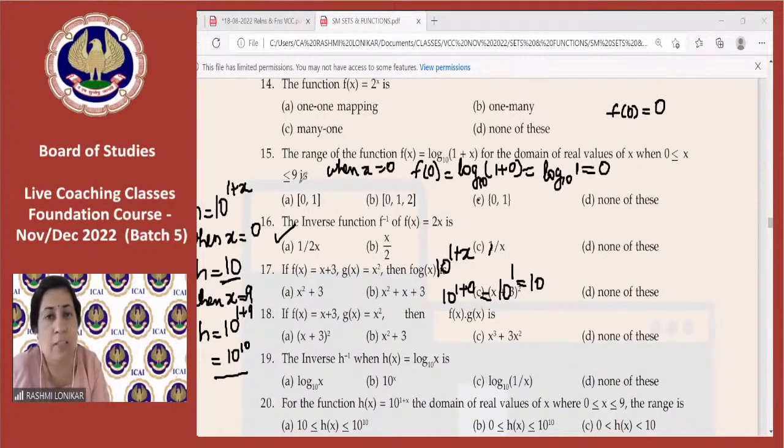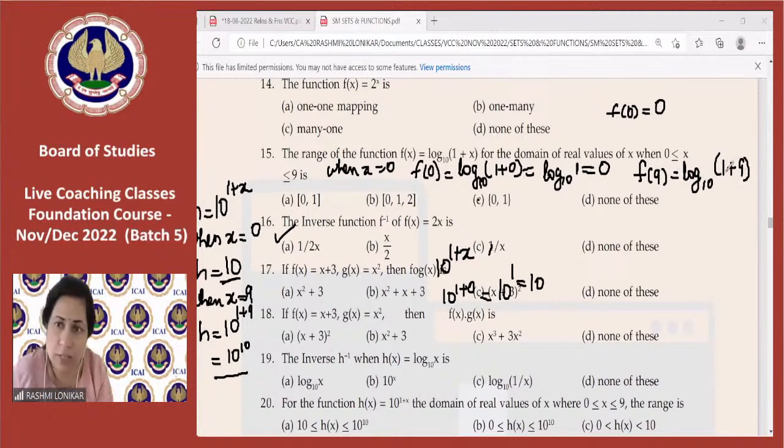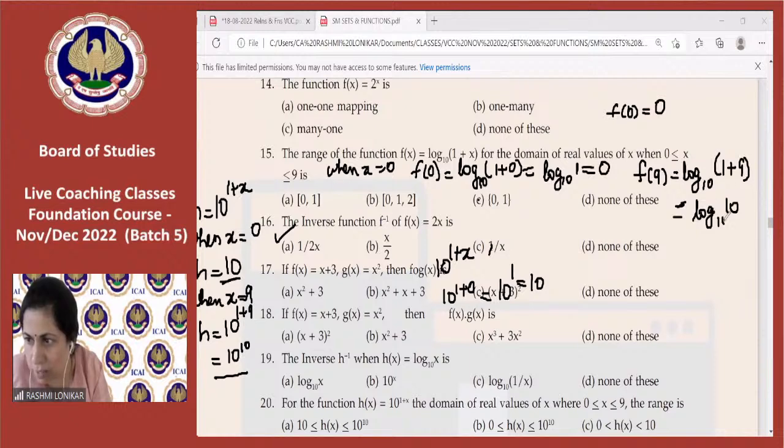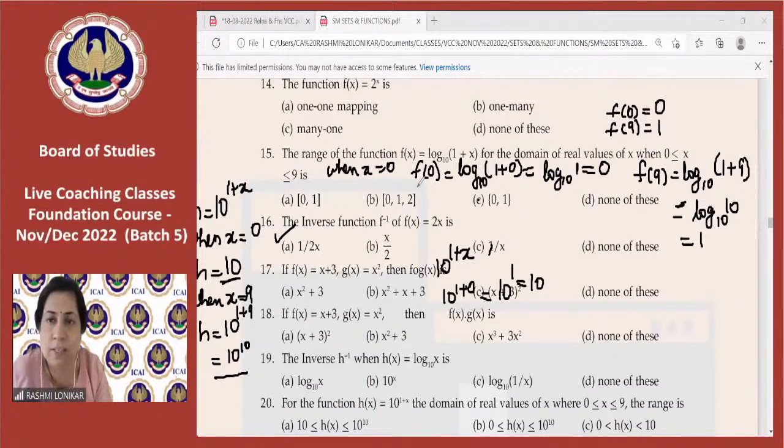Now let me put x as 9. This will be equal to log to the base 10 of 1 plus 9. 1 plus 9 is how much? 10. So this is log 10 to the base 10. What is log 10 equal to? Log 10 is equal to 1. So f(9) is equal to 1. So what is the range for the domain of real values when x is between 0 and 9? It is 0 to 1. So A will be the correct answer.